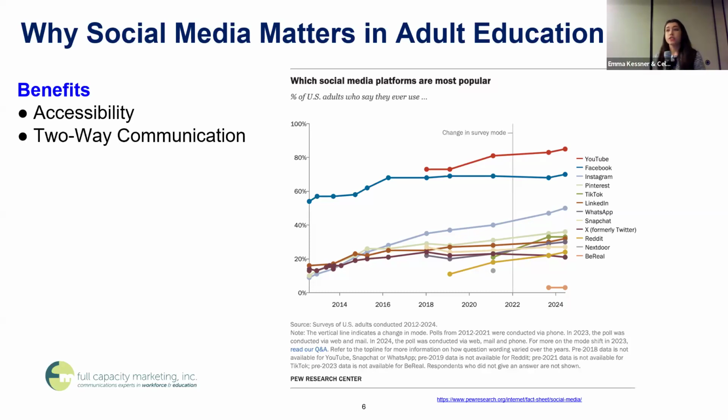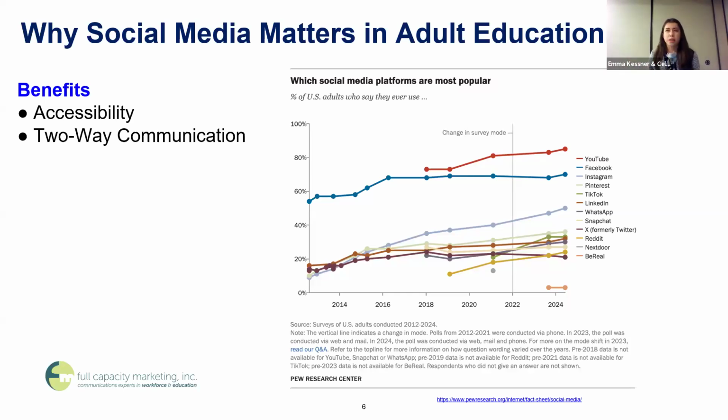Another really great benefit is two-way communication. What that means is not just being able to put content out there, but being able to engage with your adult learners and with businesses. That is really beneficial for generating more connections and showcasing the benefits of your programs. Overall, it's a really great way to make another connection point with your adult learners.